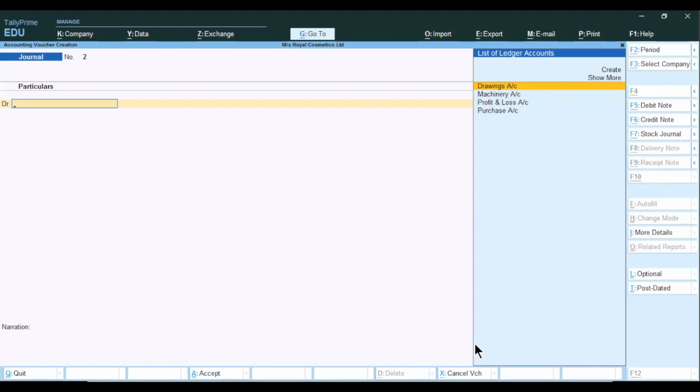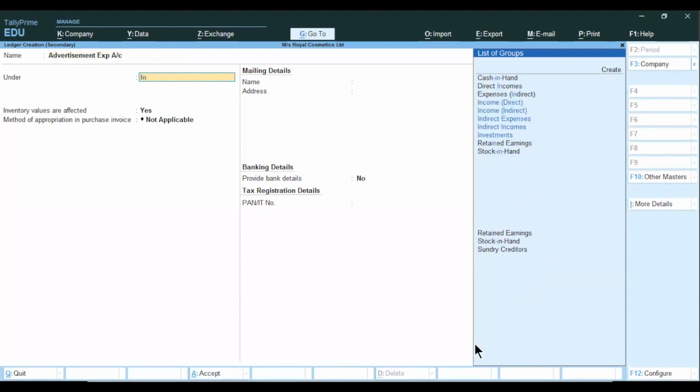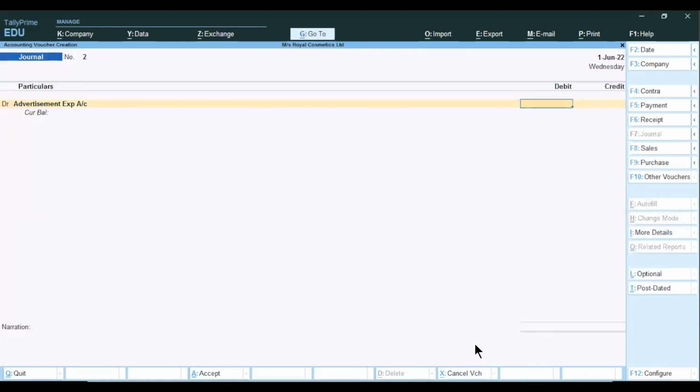So we will create one more ledger, press Alt C, advertisement account, advertisement expense account. It is indirect expense. Inventory values are affected? No. Method of appropriation in purchase invoice is not applicable. We will keep other things as they are and press Ctrl A for saving.